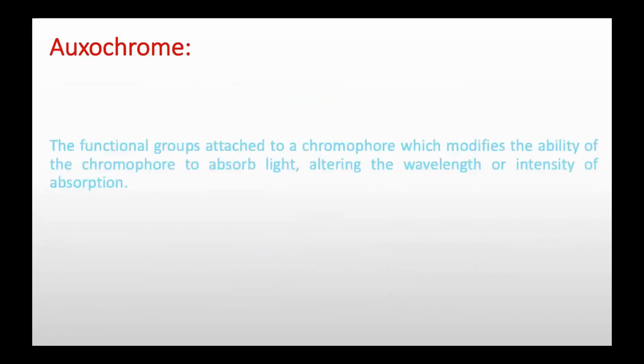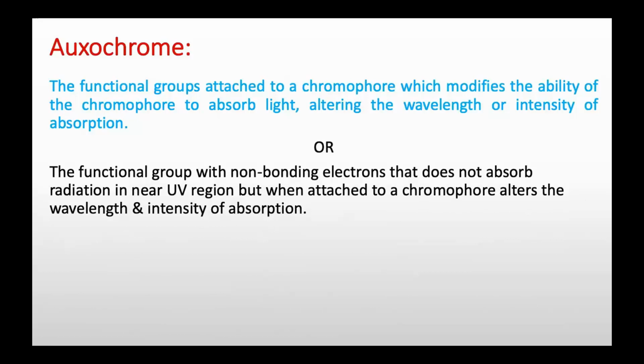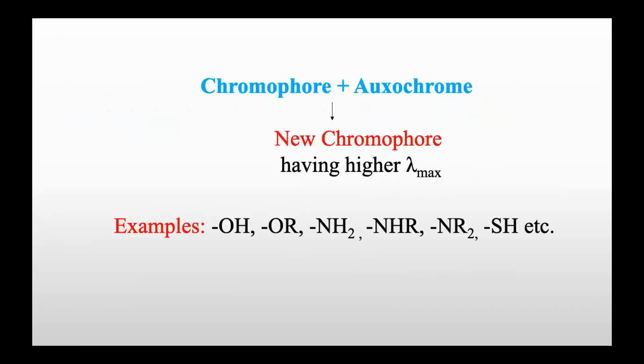The second term is auxochrome. It is a functional group attached to a chromophore which modifies the ability of the chromophore to absorb light, altering the wavelength and intensity of absorption. Or in other words, a functional group with non-bonding electrons that does not absorb radiation in the near UV region, but when attached to a chromophore alters the wavelength and intensity of absorption. So when chromophore and auxochrome combine, they form a new chromophore having a higher lambda max value. Examples of auxochromes are OH, OR, NH2, NHR, NR2, SH, etc.